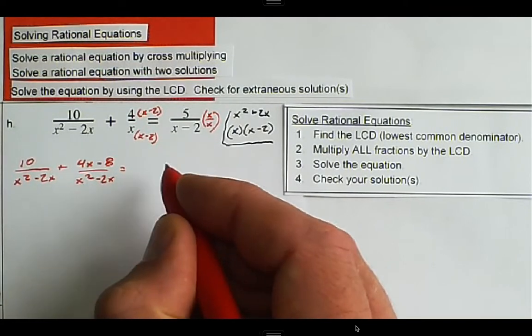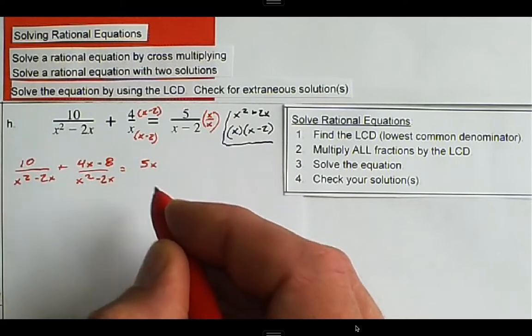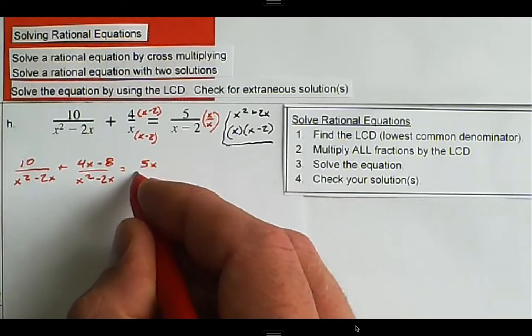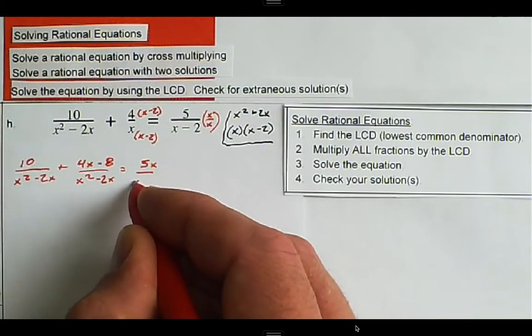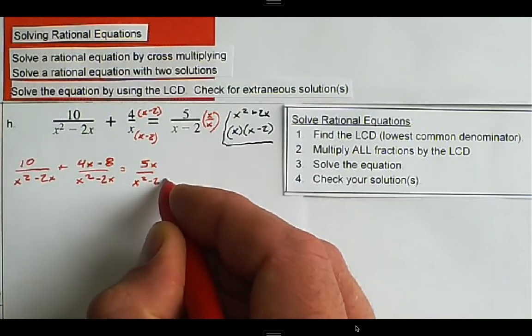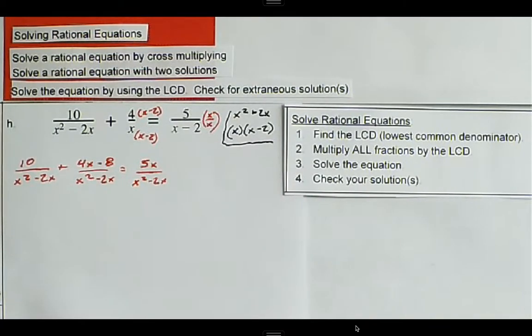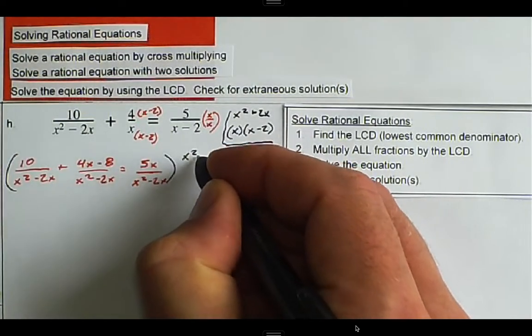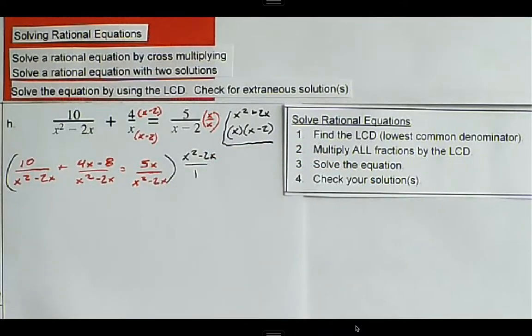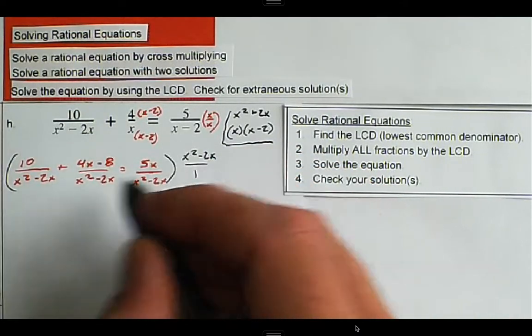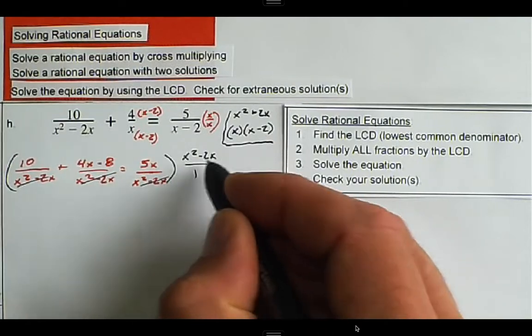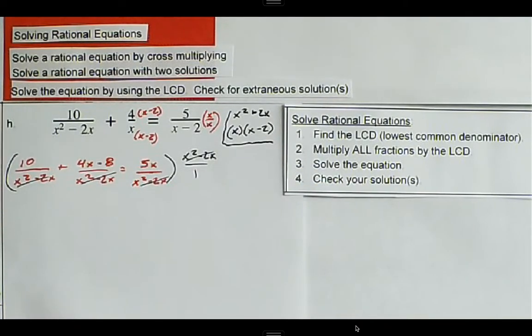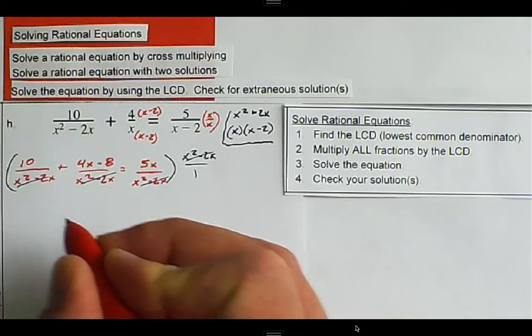And then that is going to be equal to 5x over x squared minus 2x. Now the next step is we're going to multiply all fractions by the LCD. So the LCD in this case is x squared minus 2x, and that's going to be in the numerator. And what that's going to do is cancel all of our denominators. And that really helps us out.